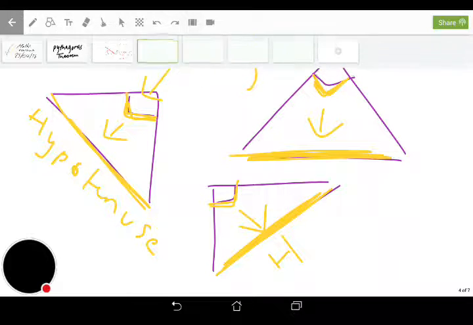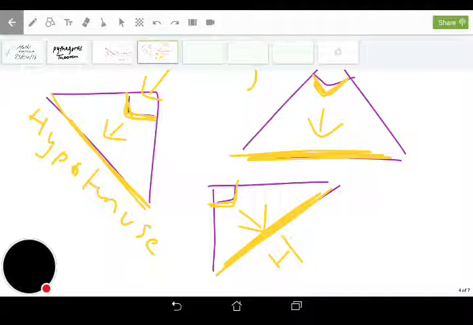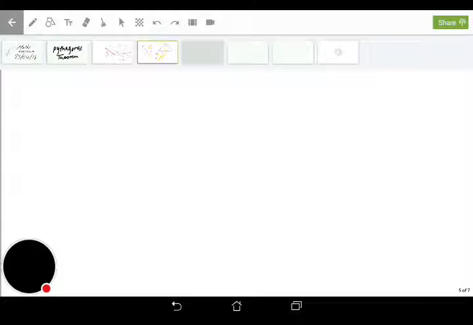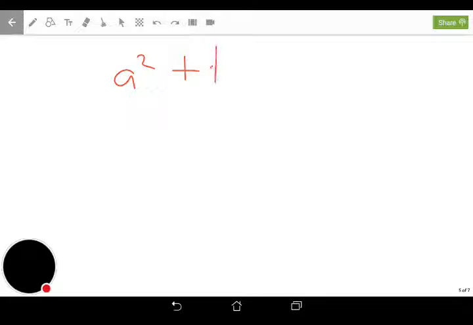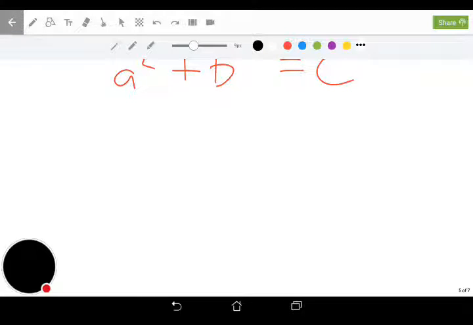Now that we've established how to identify the hypotenuse, I want to look at this theory in a little bit more detail. Pythagoras theorem can be written in one short equation: a squared plus b squared is c squared. Let's have a look at what that actually means.